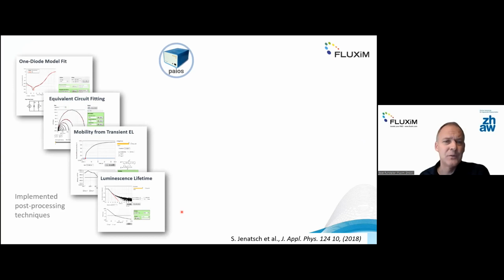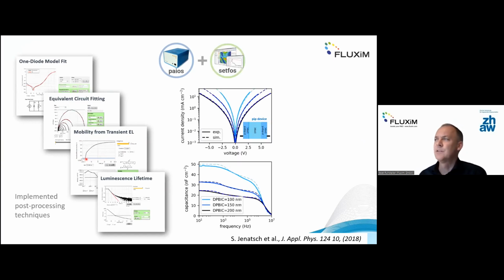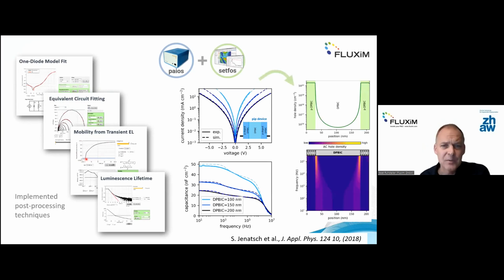One way to do this is to use simple formulas to do JV curve fits or equivalent circuit fitting, or extracting mobility from rise times of EL or also photoCELIV. But alternatively to this kind of basic processing, we also try to promote the use of drift diffusion modeling, where you actually have an electron-hole semiconductor picture of the device.